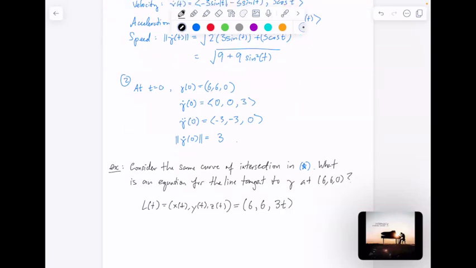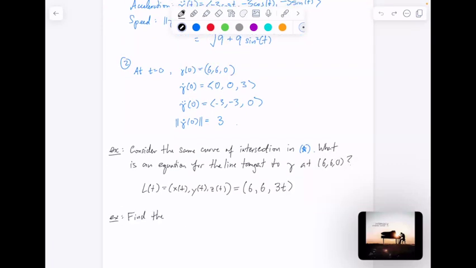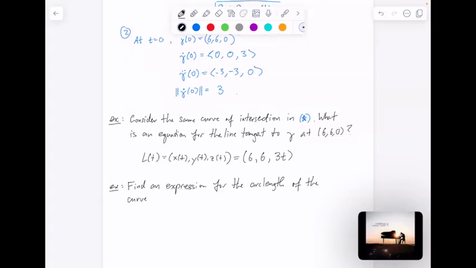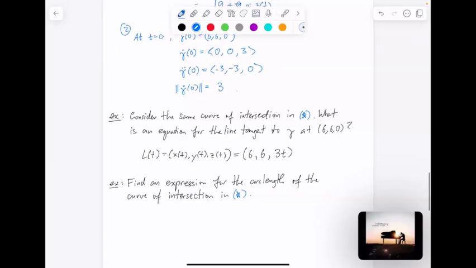Now let's do the same thing with the same curve. Find an expression for the arc length of the curve of intersection above. Let me remark that we've seen an expression for arc length previously in 2 dimensions. If you want to find the arc length of a curve, then for any parameterization that traverses your curve once, you integrate the speed over the interval of your parameterization. So recall, this is the same as in R2.